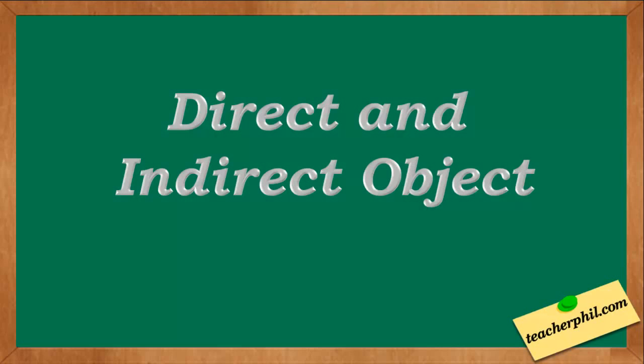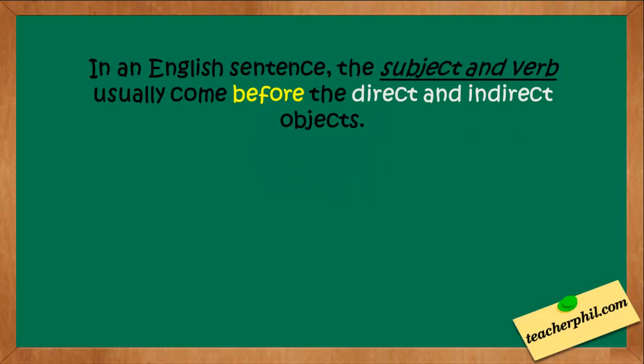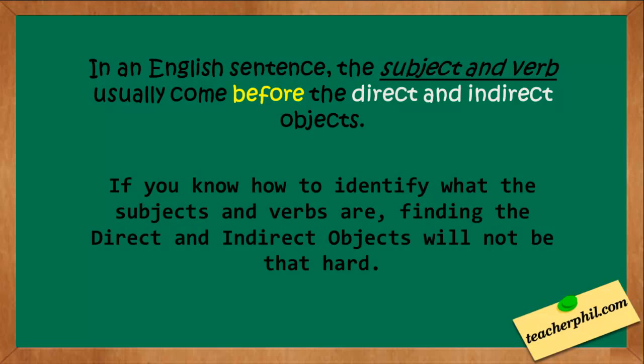Direct and indirect object. In an English sentence, the subject and verb usually come before the direct and indirect objects. So if you know how to identify what the subjects and verbs are, then finding the direct and indirect objects will not be that hard.